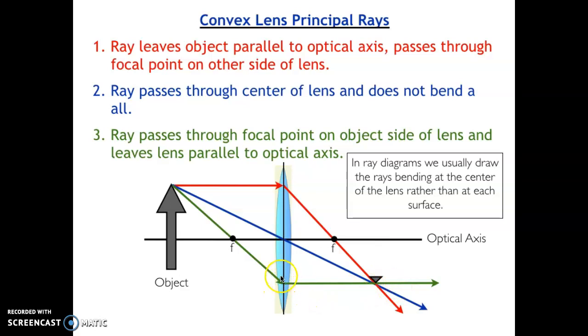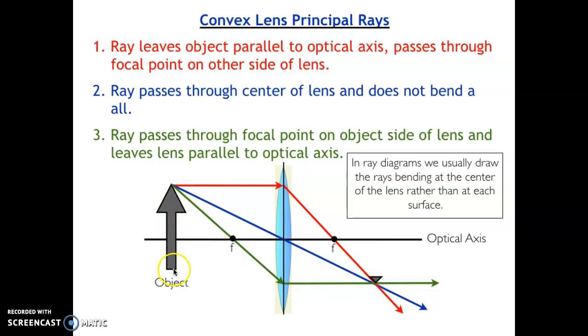You'll notice for the first and third rays that bend, I show them bending at the center of the lens. That's normally what we do. Rather than bending at the front or back wall, we just show the ray bending at the exact center of the lens. The location where these three principal rays intersect marks the tip of our image. It's the tip because these rays leave the tip of our object.